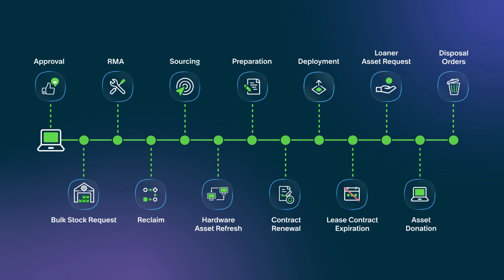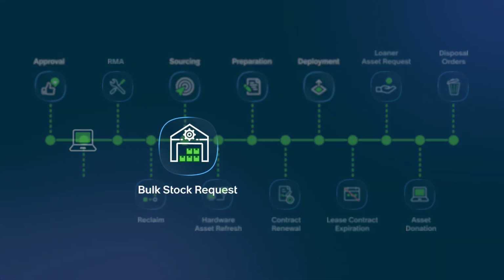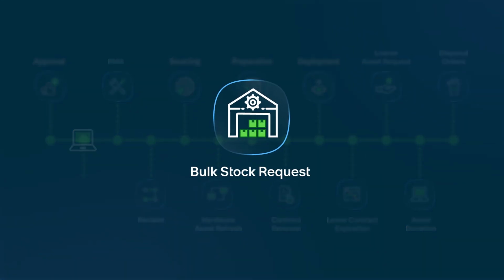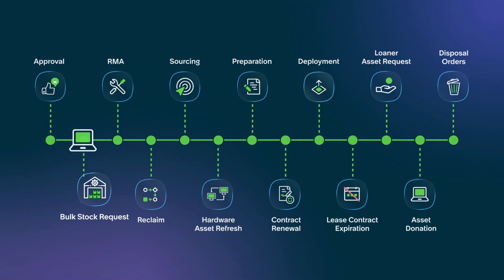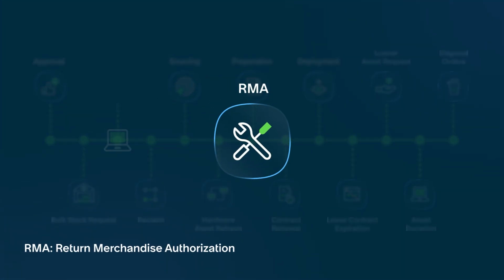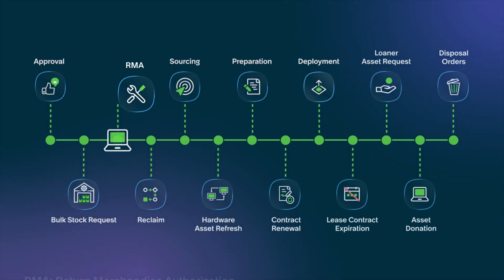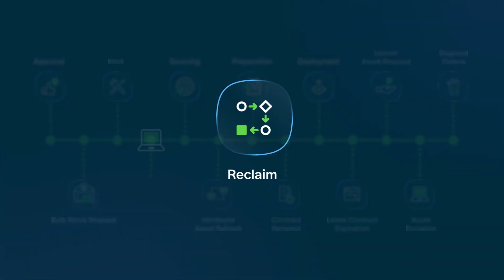The following are some of these workflows. Bulk stock request allows inventory managers to maintain stock levels. RMA facilitates all the actions involved when working with a vendor to get defective inventory repaired or replaced. Reclaim automates the reclamation process for redundant hardware or during the employee offboarding process.